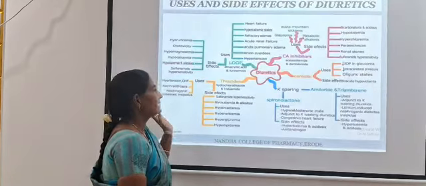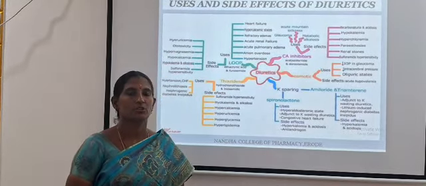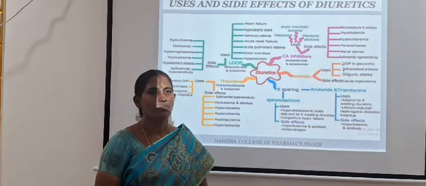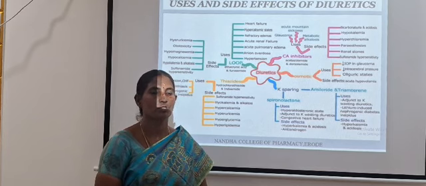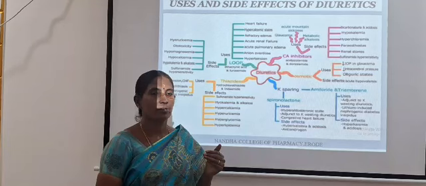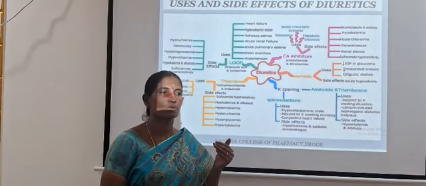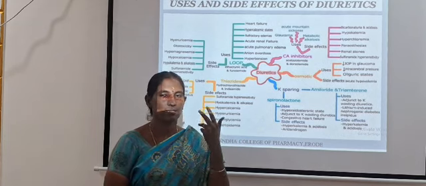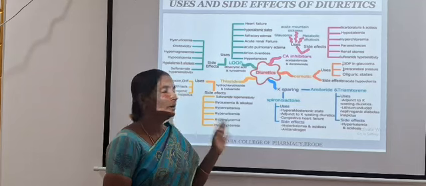Next one, acetazolamide, a carbonic anhydrase inhibitor. It blocks carbonic anhydrase and prevents the conversion of bicarbonate to H plus, H2O and CO2. So it prevents the reabsorption of water, but it's not preferably used as a diuretic. It's preferably used for the treatment of glaucoma, as it decreases the intraocular pressure.